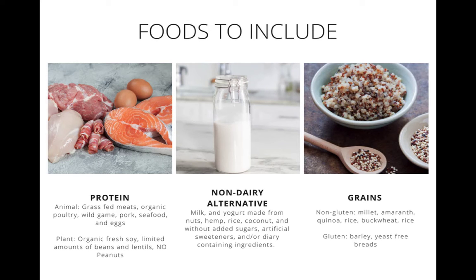Okay, so what can you eat, right? We just went over what not to eat, and I did share a little bit about what to eat. But here you have the foods to include. So again, any protein, you can have non-dairy alternatives. So milk or yogurt that's made from nuts, like hemp seed, it could be rice, coconut, without added sugars, right? Artificial sweeteners, we want to try to avoid that. So when you do choose, let's say, almond milk, just make sure that it's unsweetened almond milk.